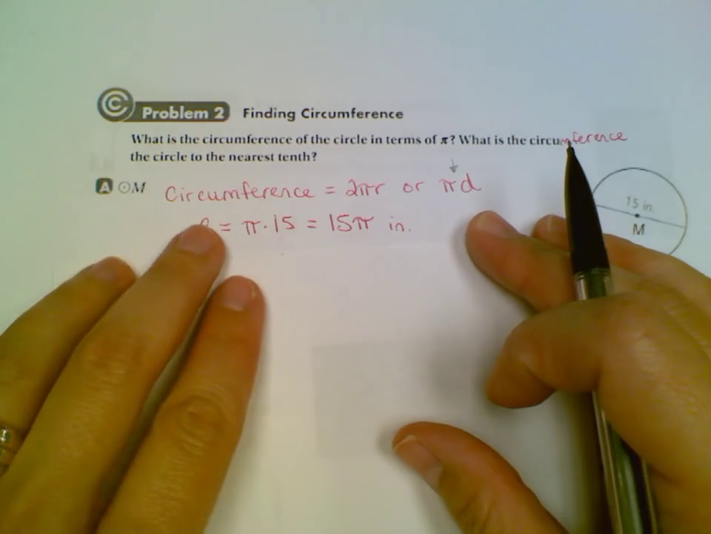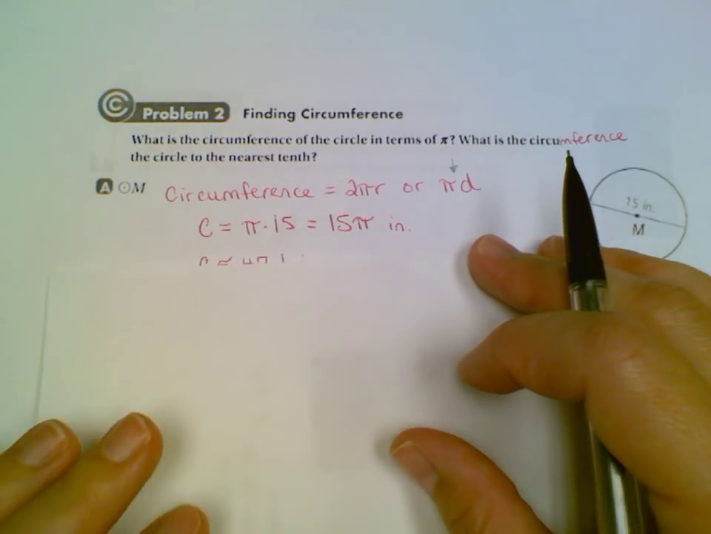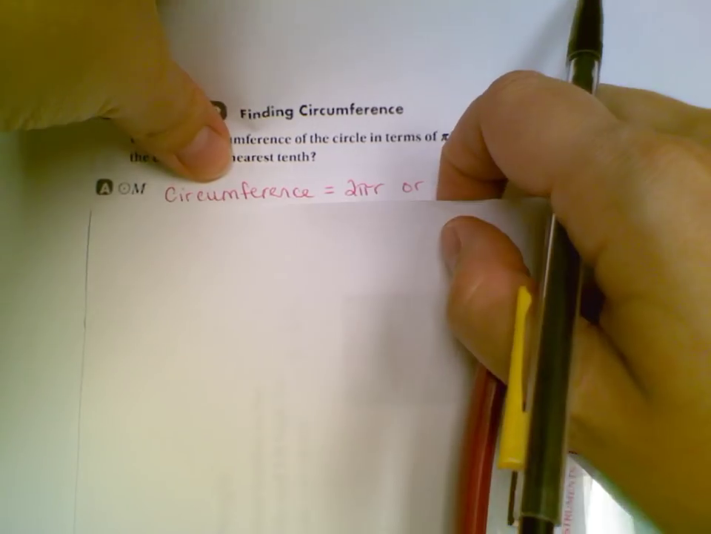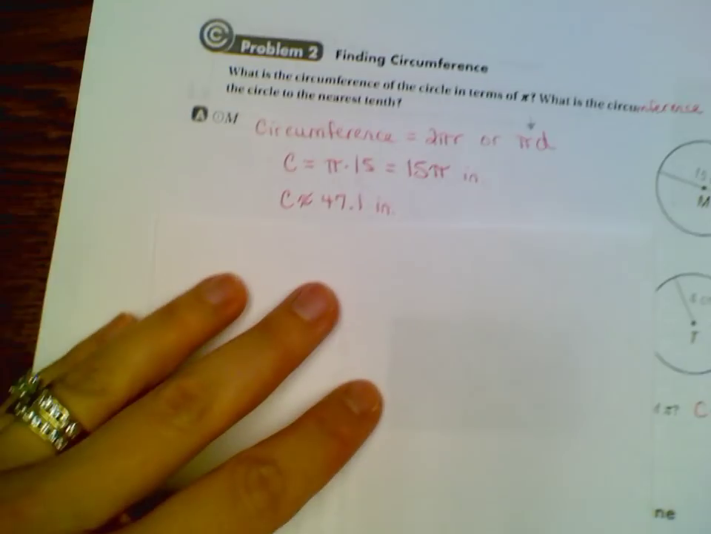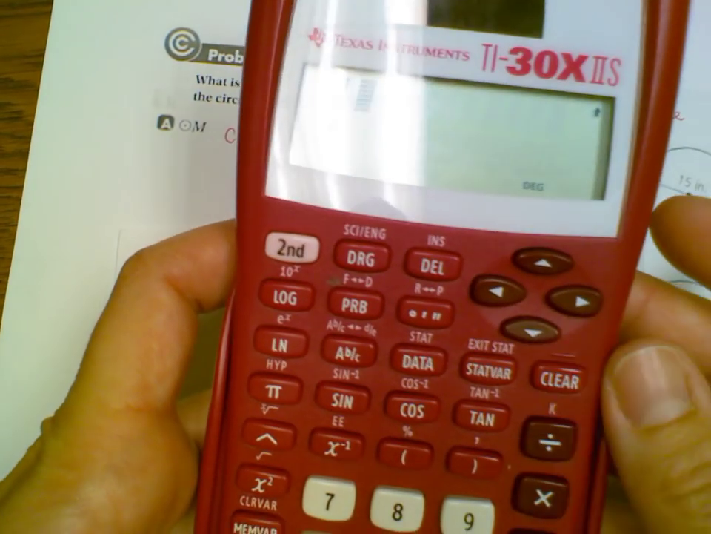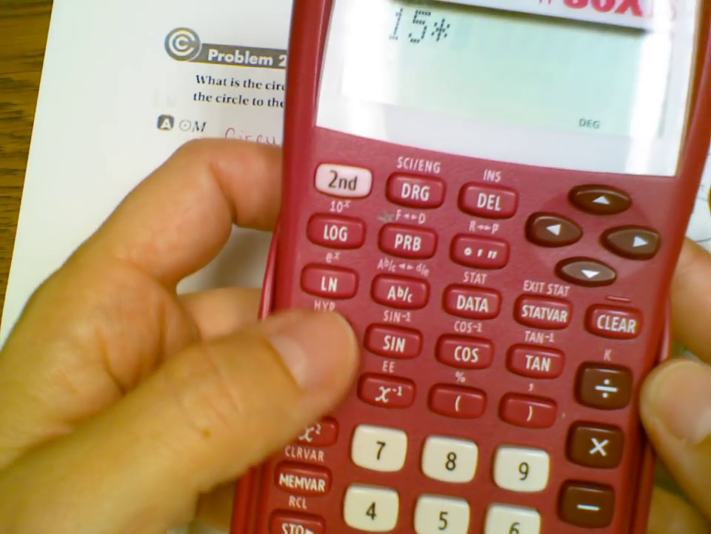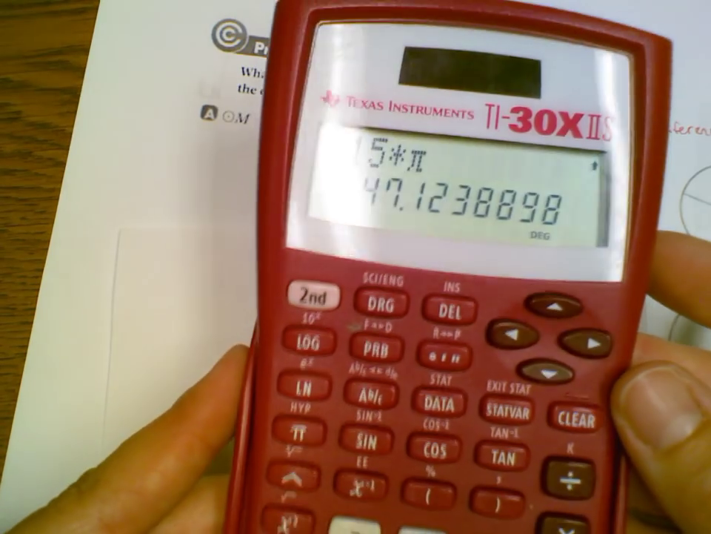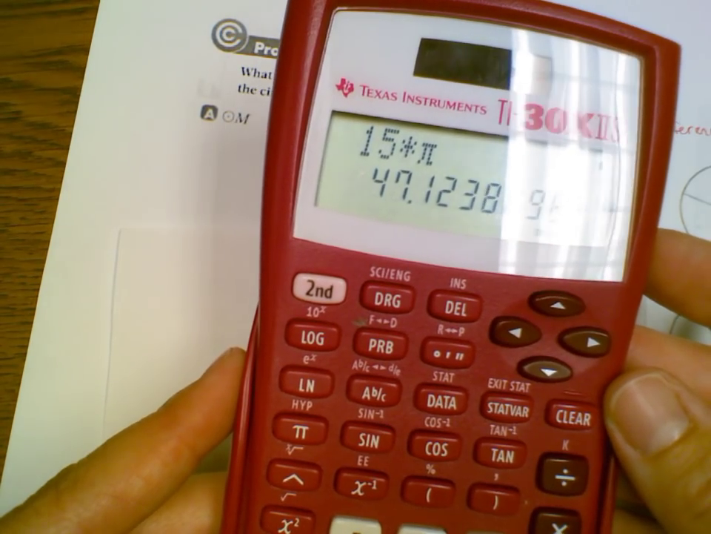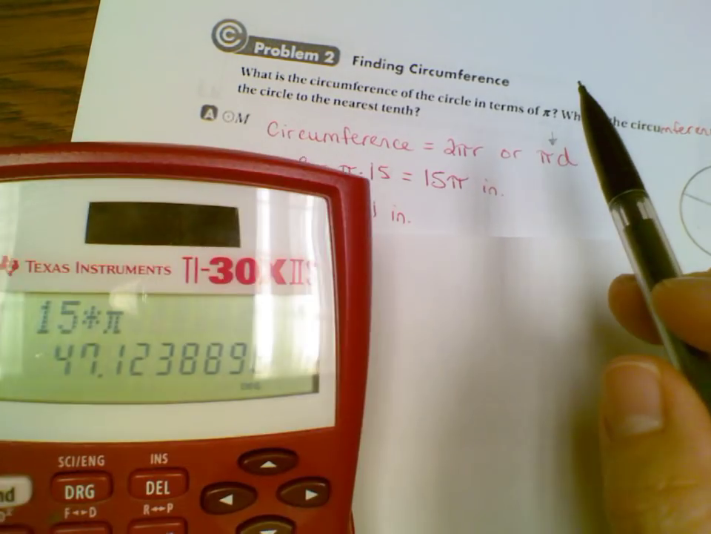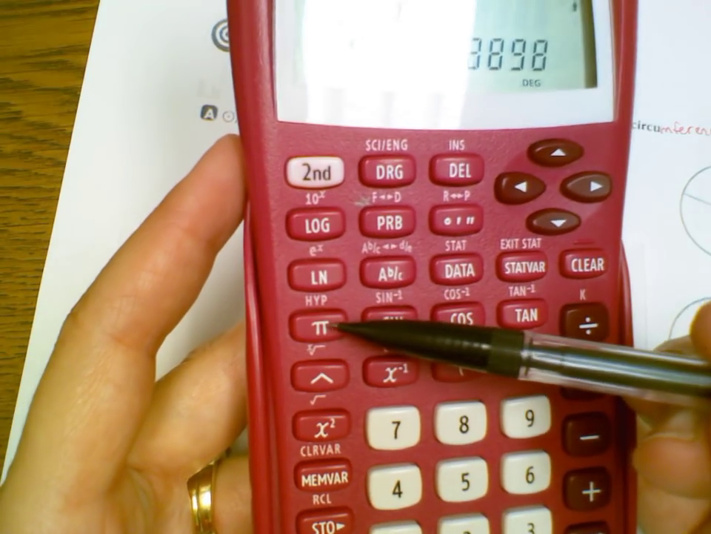If they're wanting it in terms of a decimal, which is the nearest tenth in this case, I would then get my calculator out, and this is where I would put in pi as my number. So if they want it in a decimal, I would type in 15 times the pi button right here, and I hit equals. Now, some of you already know that pi is 3.14 when it's rounded to the nearest hundredth. Unless they tell you that, do not use 3.14. Make sure you actually use that pi button, okay?